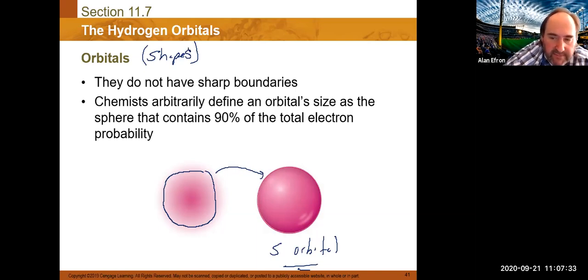All s orbitals, no matter what energy level they may be on, will always have the same shape. The only difference is that as we go from one energy level to the next, they get larger. In the first energy level, it's this nice little circle. The next energy level, the circle gets bigger. The third energy level gets bigger again, to house all the electrons that would potentially be there.